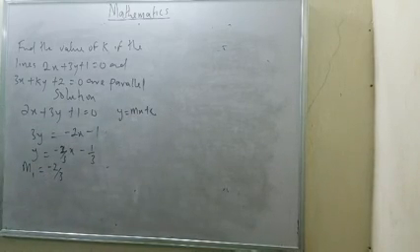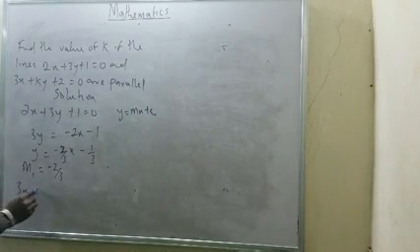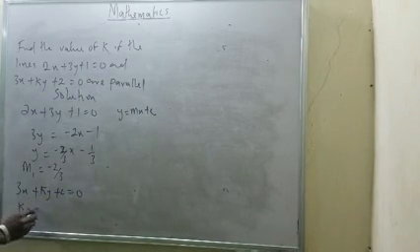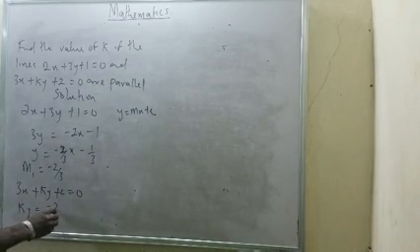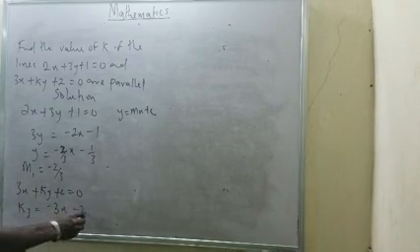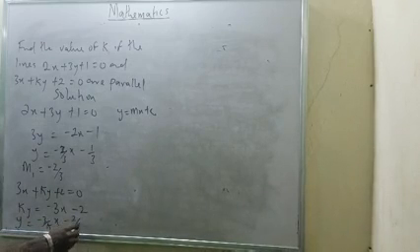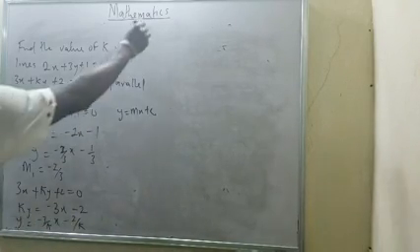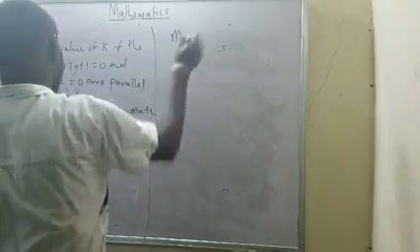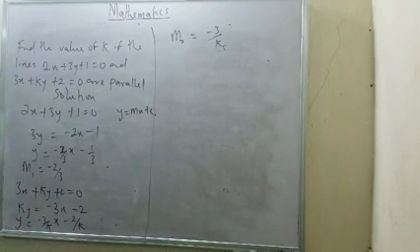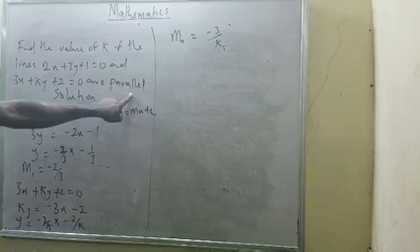Now, since I have it, I will come here now. My 3x plus ky plus 2 equals to 0. It means my ky equals to minus 3x minus 2. It means my y will be equals to minus 3 all over k x minus 2 all over k. Now, it means my m2 equals to minus 3 all over k. Now, the condition lets us know that the two lines are parallel.